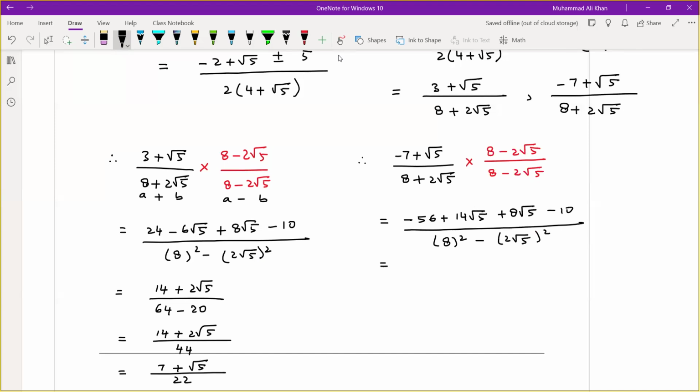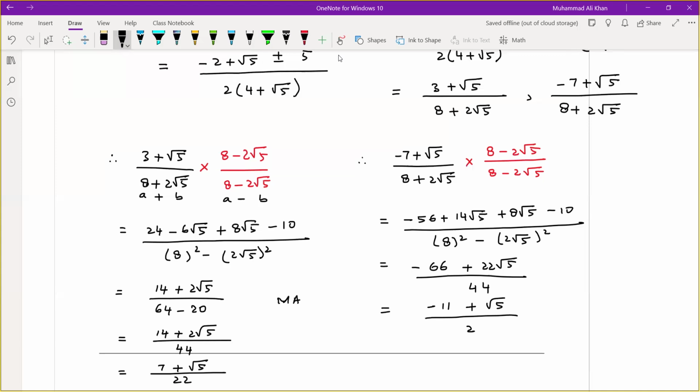So here it is, 56 plus 10 is 66 and 14 plus 8 is 22. 22 under root 5 divided by, as we did previously, 44. So now, from the numerator, if I take 22 common, it will be -11 plus under root 5 divided by 44, and if 44 is divided by 22, what will the result be? 2. This is the second answer.